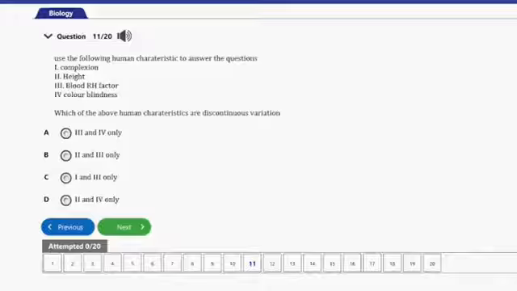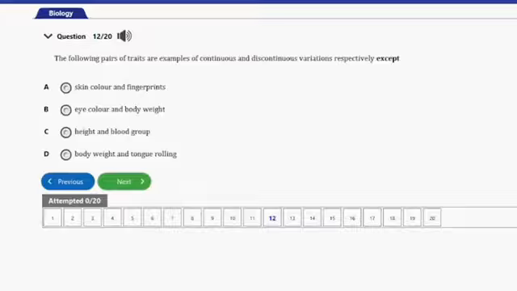So III here is blood rhesus factor and IV is color blindness. So these factors are discontinuous variation, and that's it for this question. So let's go ahead and consider the next question, guys. That's question number 12 here.